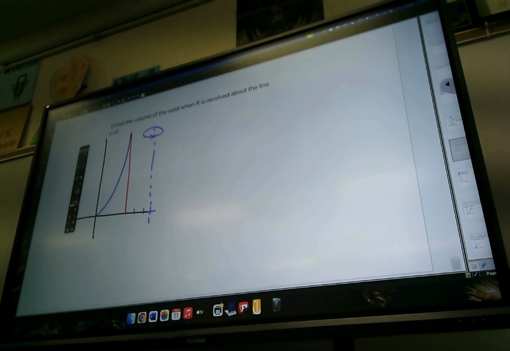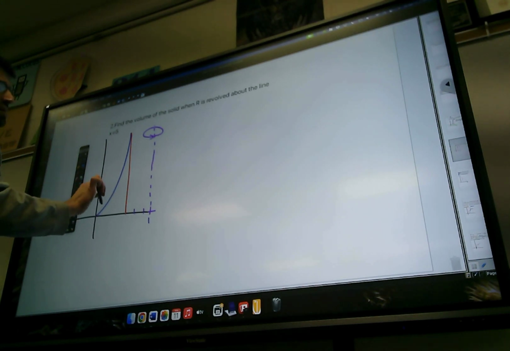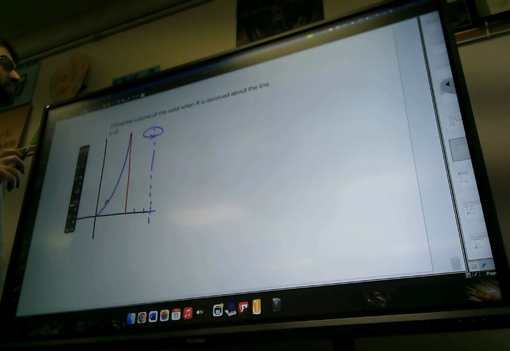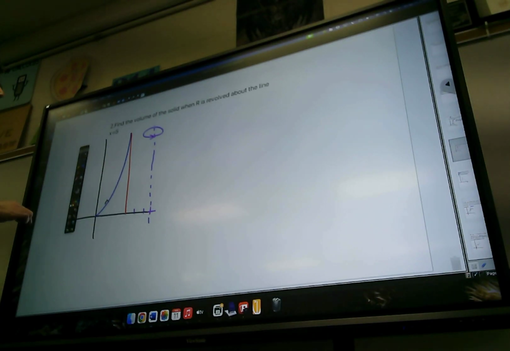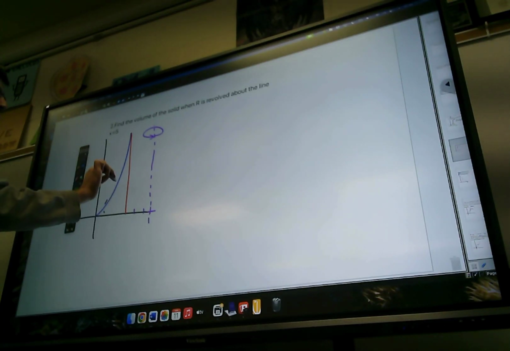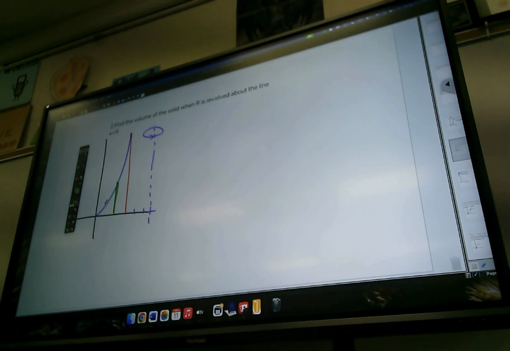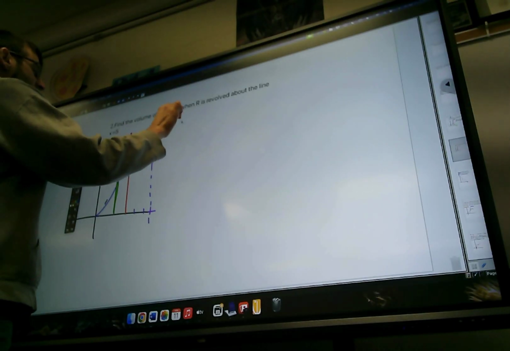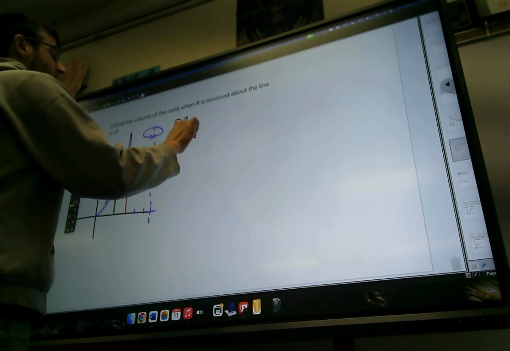Next one, it's the same equations, x equals 2, or y equals x to the third. So it says when that solid is revolved around the line x equals 5. So now what my cross section is going to be a vertical line. So that is going to be in terms of x. So I'm going to set up my integral. That is going to be the integral from 0 to 2 of 2 pi.